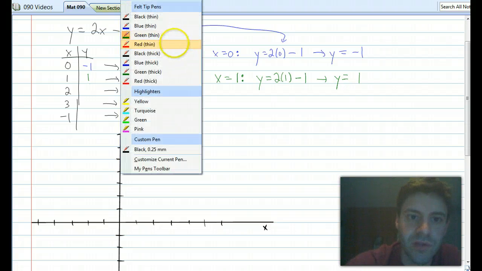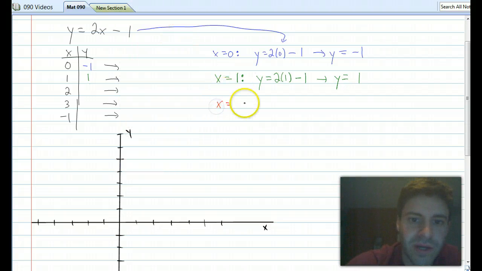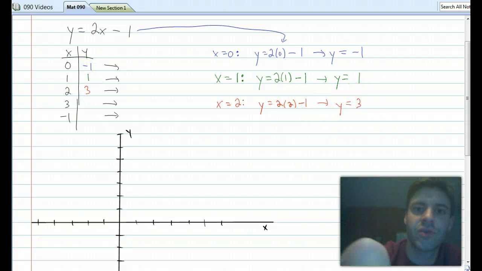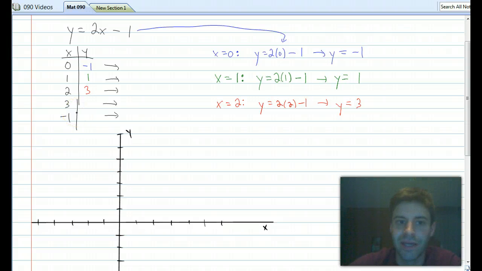We can keep going, and I'll do one more. Let's go down the list and look at x equals 2. We substitute x equals 2 into our equation, and you see that y is going to be 4 minus 1, which is 3. Now you could keep going with this. Substitute x equals 3 into our equation, substitute x equals -1 in the equation, and if you keep doing that, you'll find that you get a 5 and you get a -3.